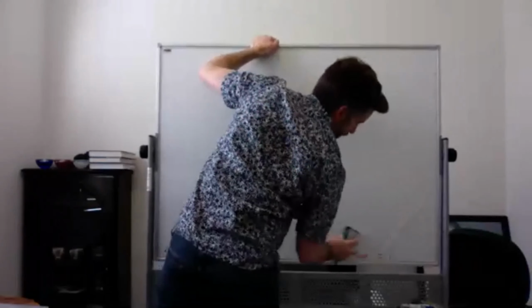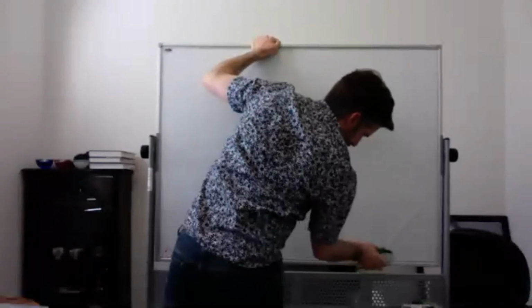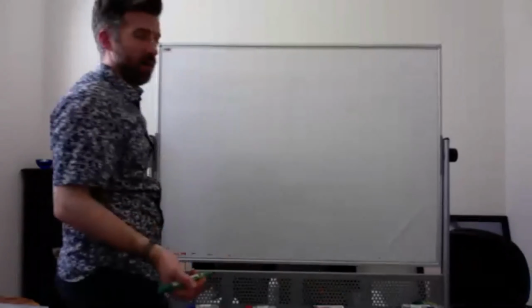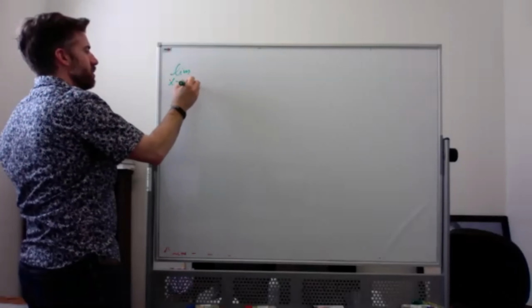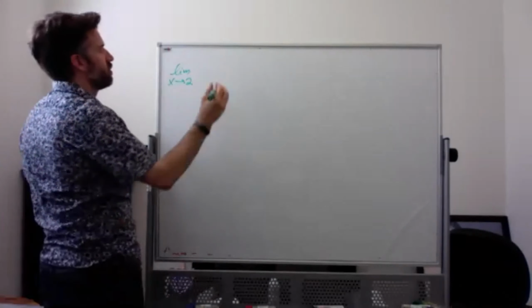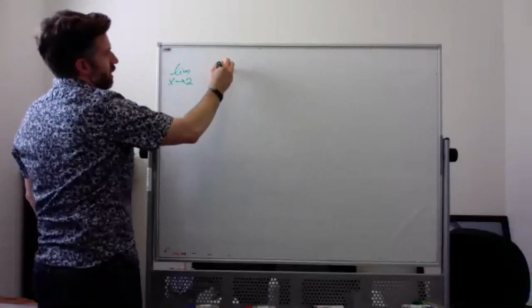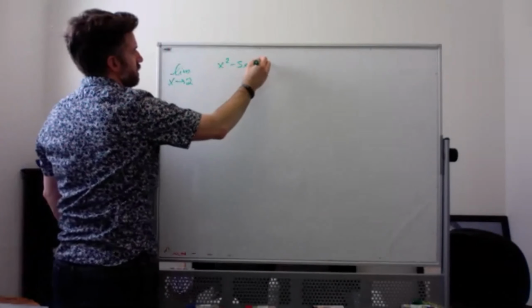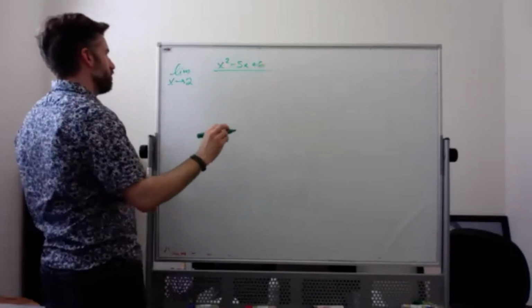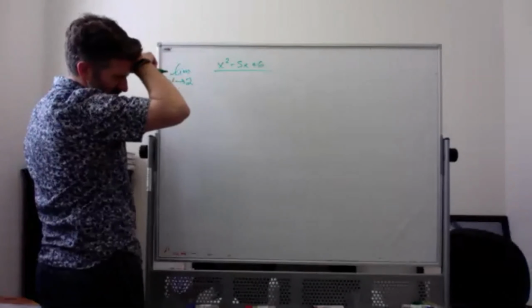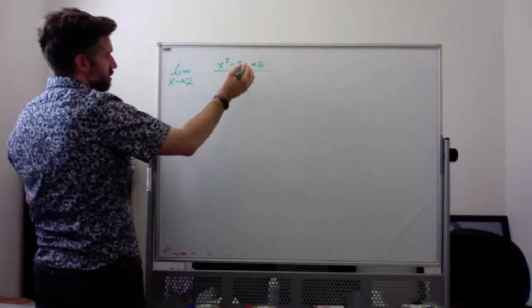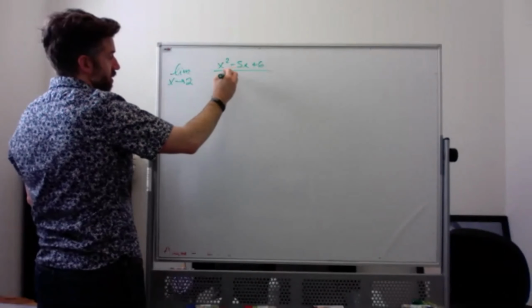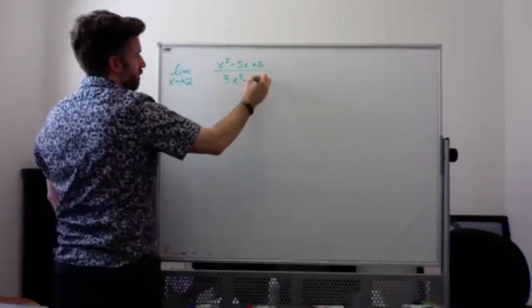In fact, this one is going to be a good example of talking about asymptotes, so I might throw in an asymptote on the side here. Let's say I want to find the limit as x approaches 2 of x squared minus 5x plus 6 over 3x squared minus 12.